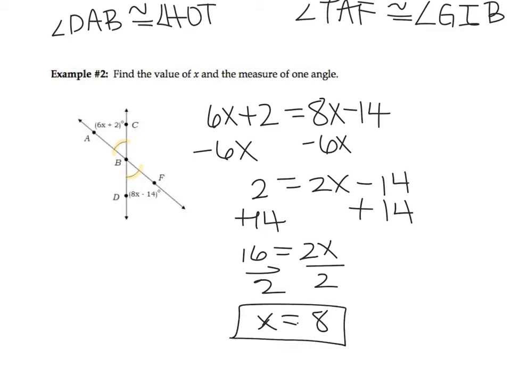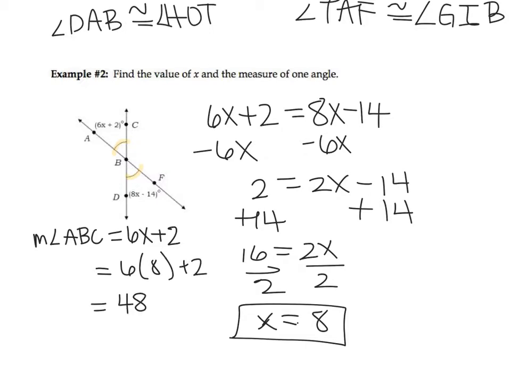We solved for x, but we also want to find the measure of one angle. The reason why we only have to find one angle is because they're congruent. So whatever the measure of angle ABC is, angle FBD is also the same. So let's find the measure of angle ABC. The measure of angle ABC is equal to 6x plus 2. Now that we know x, we can plug that in. We do 6 times 8 plus 2. 6 times 8 is 48 plus 2.